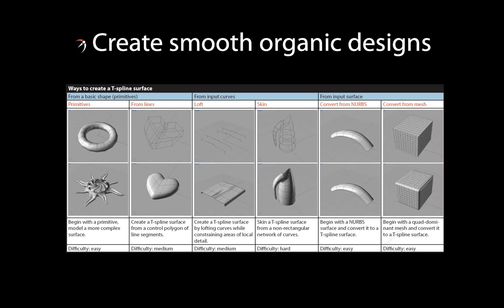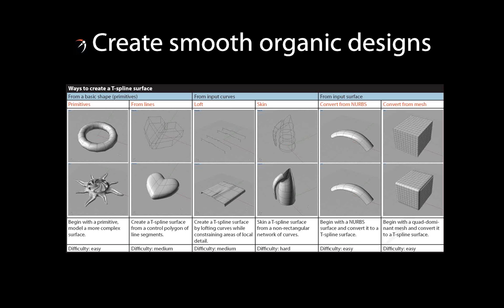Other ways of creating T-Splines include from input curves, either from lofting or by skinning a non-rectangular network of curves to create an editable T-Spline surface. And then also you can convert both untrimmed NURBS and OBJ or other meshes to T-Splines.